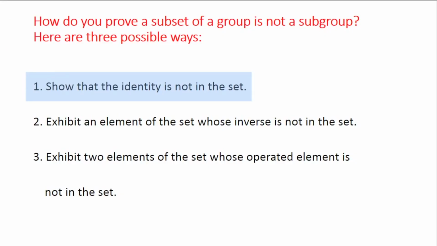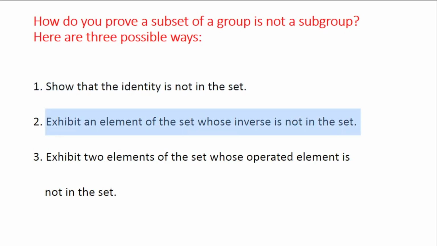How do you prove a subset of a group is not a subgroup? Here are three possible ways. Let us see them one by one. First one, show that the identity is not in the set. Second one is, exhibit an element of the set whose inverse is not in the set.